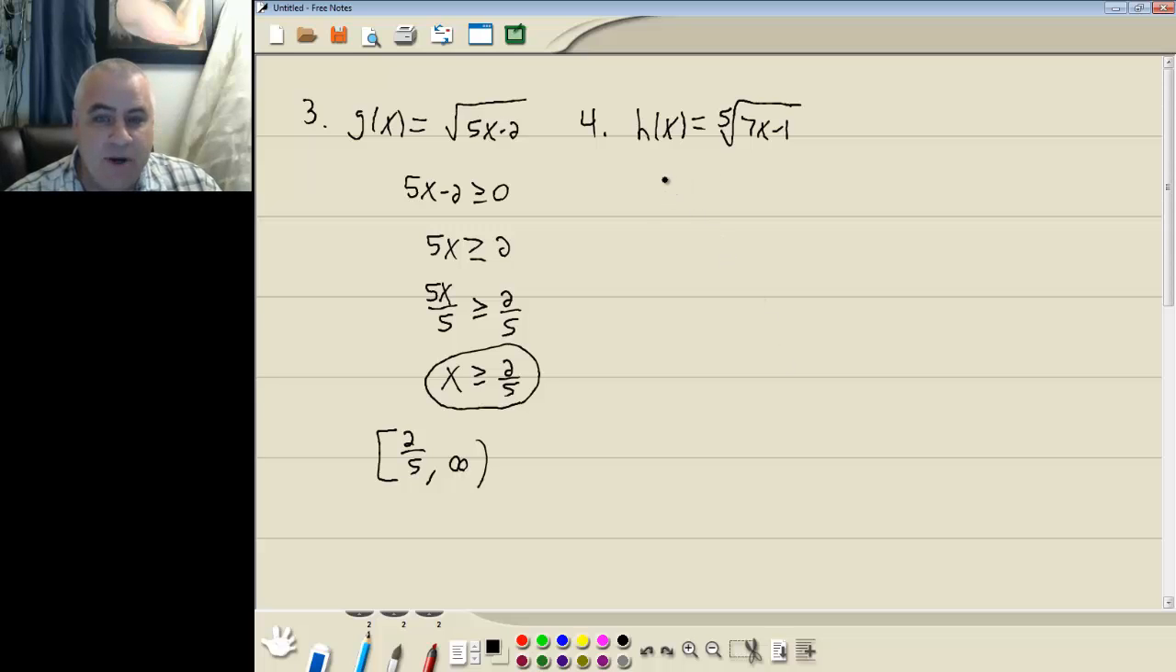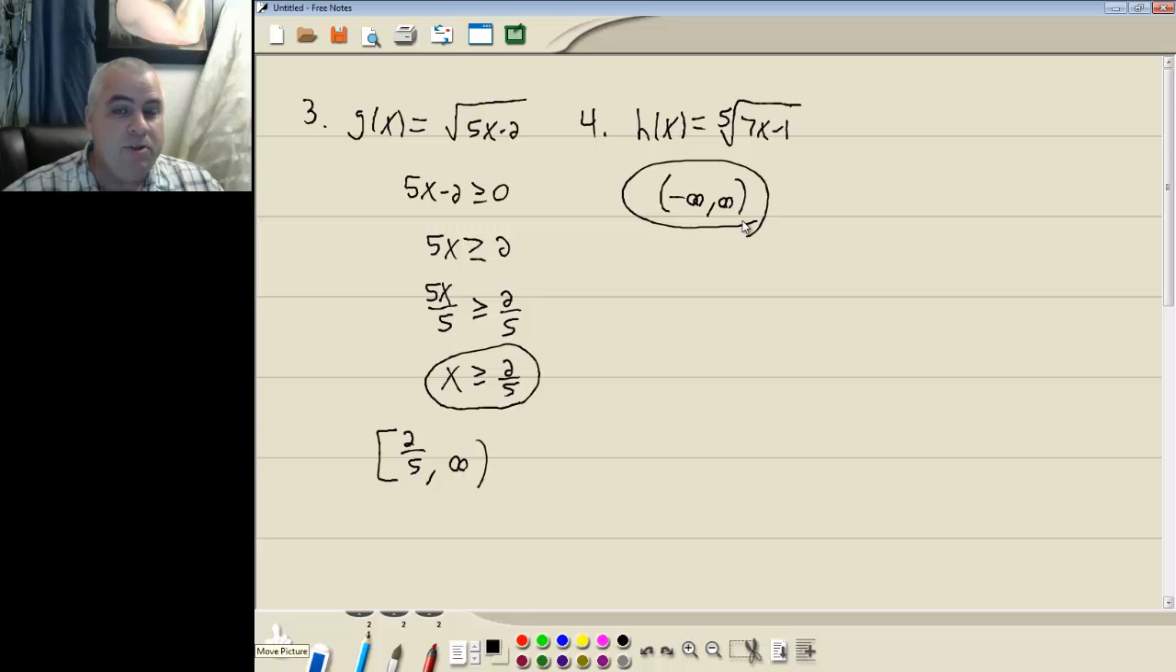On this one, the easiest way to write all real numbers is negative infinity, positive infinity. Or you could just simply write all real numbers if you want. So the domain problems with an odd index are very simple. You don't have to do any work at all.